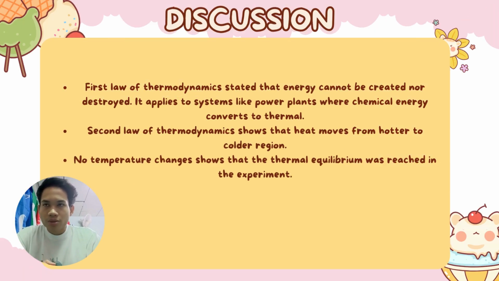For this experiment, we can relate to the first law and second law of thermodynamics. The first law of thermodynamics states that energy cannot be created nor destroyed. It applies to systems like power plants where chemical energy converts to thermal. Next, the second law of thermodynamics shows that heat moves from hotter to colder regions. And lastly, no temperature changes show that thermal equilibrium was reached in the experiment.